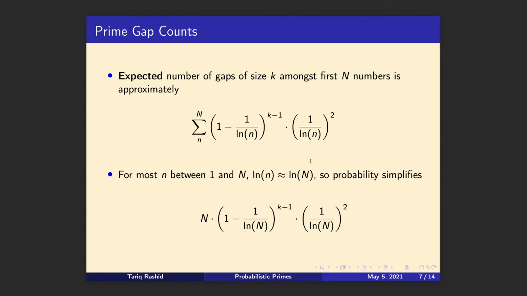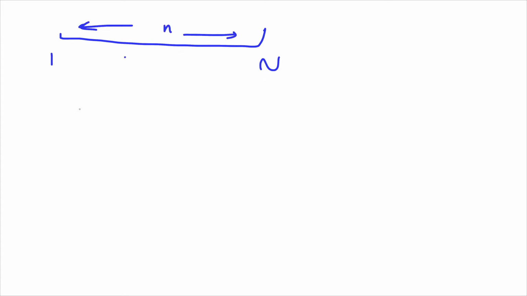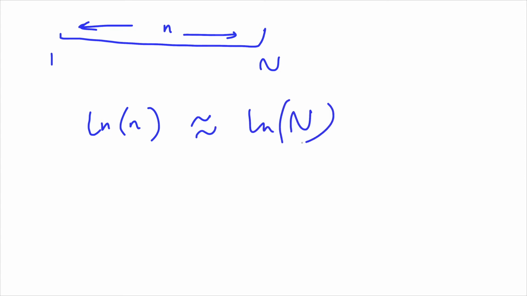Let's actually see why that is. Let's write it out with pen and paper. So if we have a number range from 1 to capital N, and n can be anywhere in there, what we're saying is that the log of n is approximately log capital N for most of the n in that range. Why can we say that?